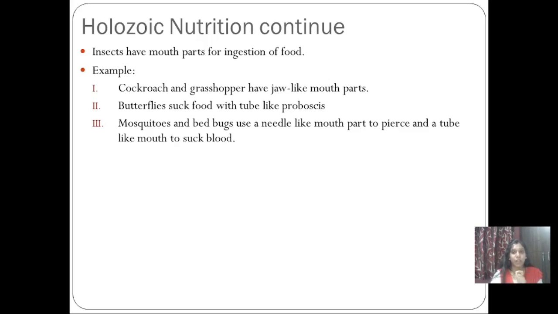So the first part is to pierce inside the skin. The needle is pierced inside the skin. And the second tube-like mouth part sucks the blood. So mosquitoes and bedbugs have a needle-like mouth part, which goes and pierces into our skin. And then the second is to suck the blood from the body. So that's how the mosquitoes and bedbugs eat their food or ingest their food.